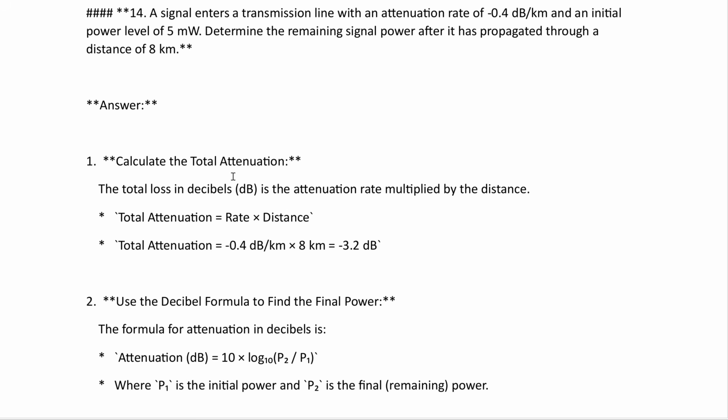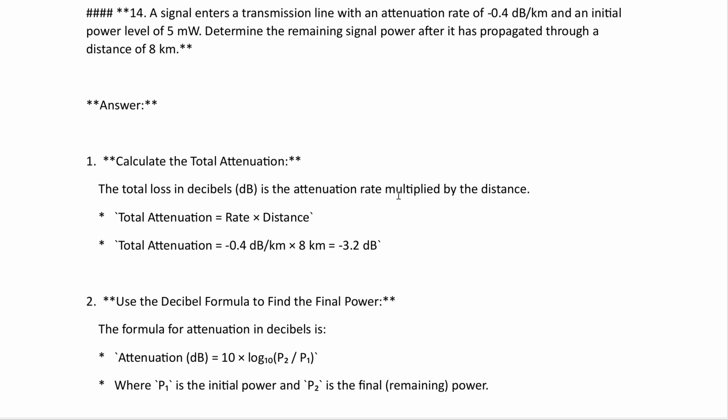So, first of all, we have to calculate the attenuation. First of all, you should know what is attenuation. Attenuation is the weakening of a signal. When a signal gets weakened, it is known as attenuation, or the loss of a signal, you can say. So, attenuation is the total loss in decibels.